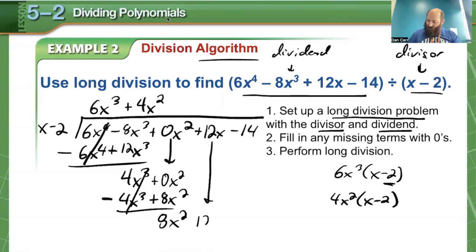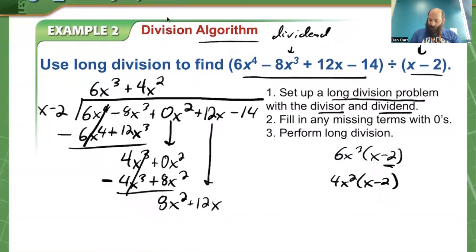And we'll drop down the next thing. So that's a positive 12x now. Okay. So again, if I compare x to 8x squared, that is going to be a positive 8x squared here. So the multiplication I'm doing is, oops, sorry about that. I wrote 8x squared. It should have just been an 8x. Okay. Because if I take 8x times x minus 2, I will get my 8x squared from that. So 8x times x is 8x squared. 8x times a negative 2 is a negative 16x.